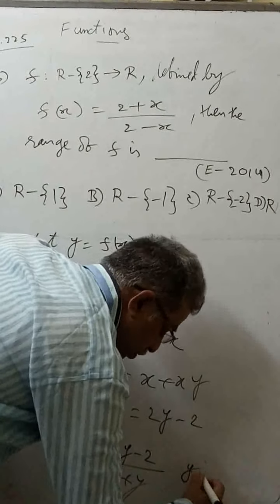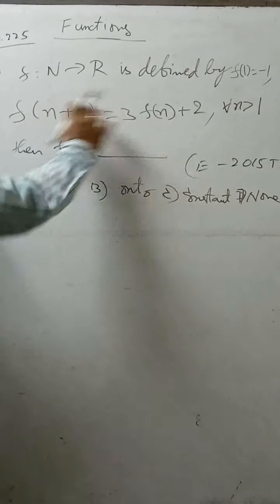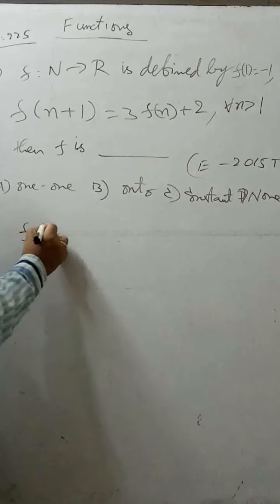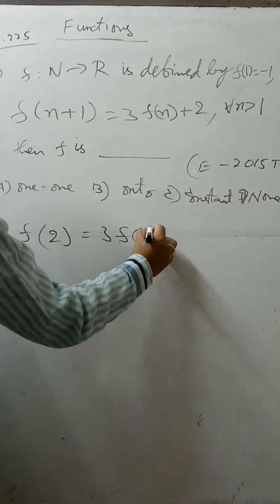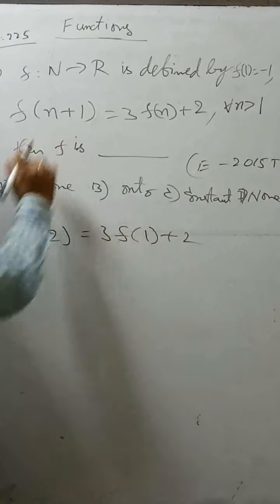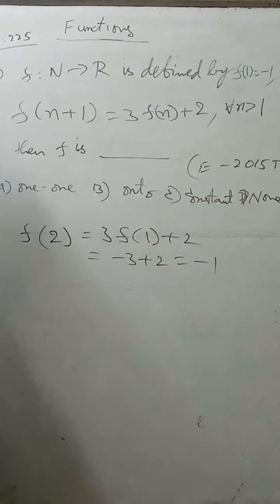F is a mapping from N to R, natural number set to real number set. It is defined by f of 1 equal to minus 1 and f of n plus 1 equal to 3 into f of n plus 2 for every n greater than 1. So for n greater than 1 this is the function. If I am going to find f of 2, what do I get? N equal to 1, if I substitute here 1 plus 1, 2, f of 2 equal to 3 into f of 1 plus 2. I know f of 1 value, f of 1 is minus 1. So minus 3 plus 2 equal to minus 1.